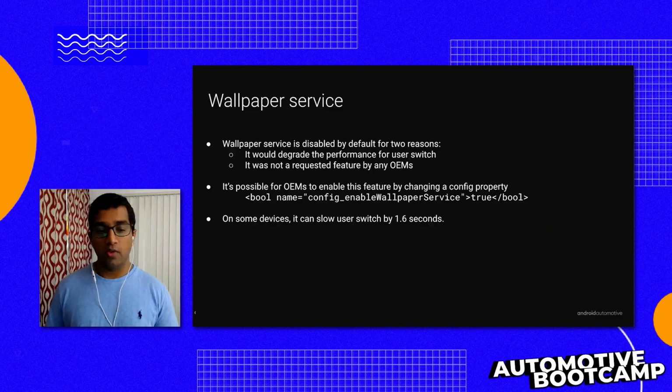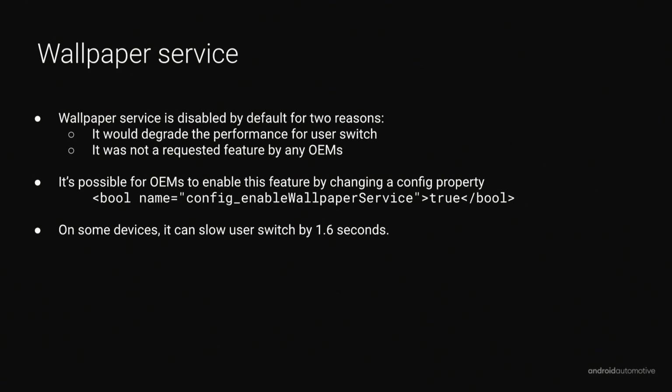First, wallpaper service. Wallpaper service is disabled by default for two reasons. First, it would degrade the performance for user switch. User switch is a very common use case for Android Auto, as Felipe also mentioned, and enabling wallpaper service has some performance impact. It was seen that in some cases, it can slow user switch by 1.6 seconds. Second, this feature is not yet requested by any OEMs. Still, the feature is available and you can enable it by changing the property config_enableWallpaperService.